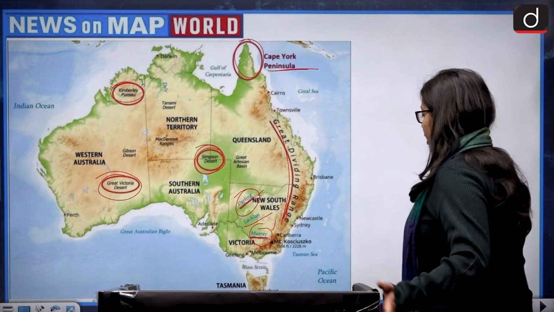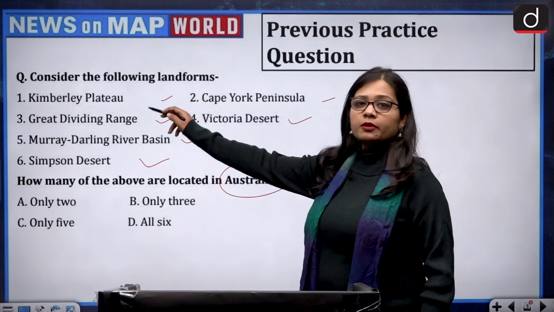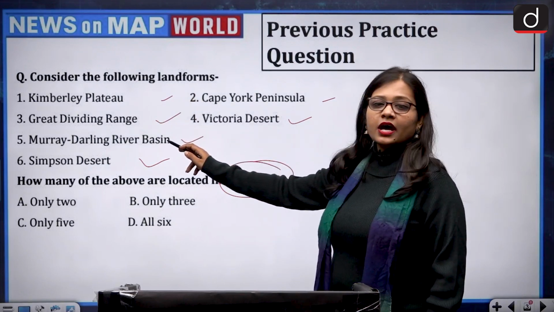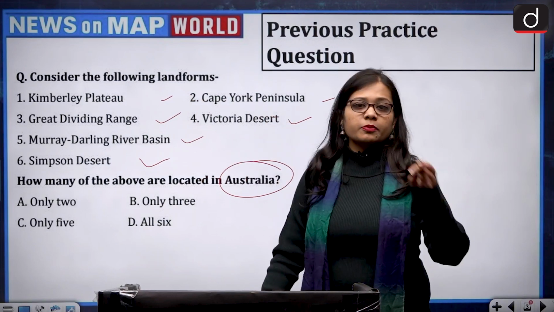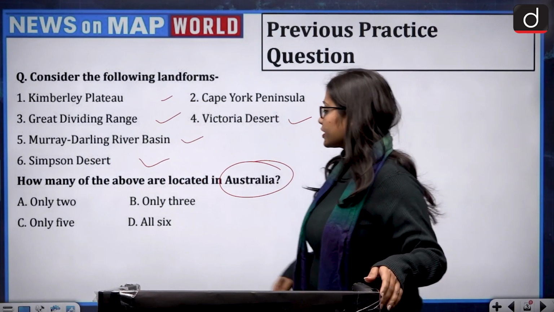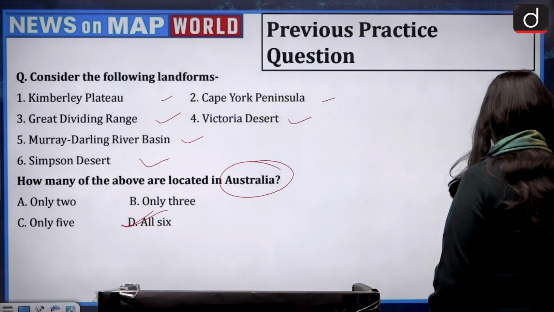So looking at the map, all the 6 landforms, that is Kimberley Plateau, Great Dividing Range, Murray-Darling River Basin, Simpson Desert, Cape York Peninsula, and Great Victoria Desert, are present inside Australia. So the correct answer is option D, that is all 6. Now moving on to today's session.